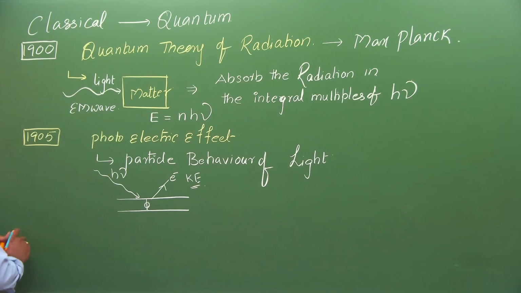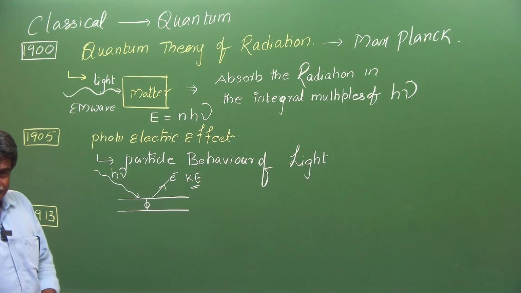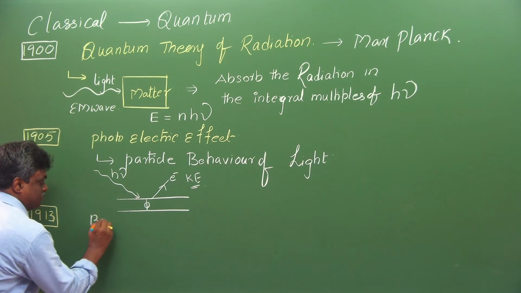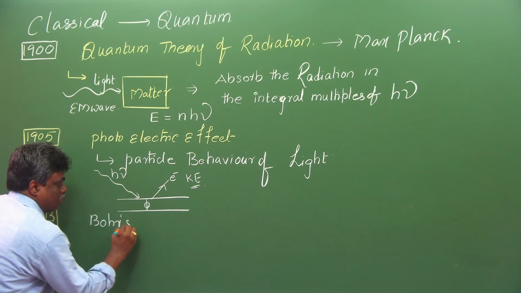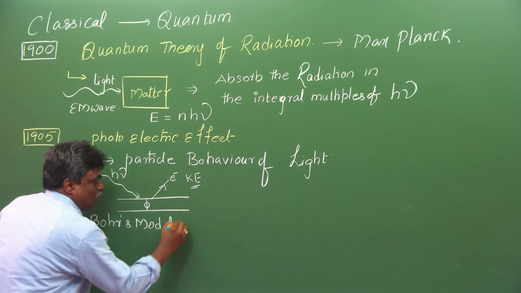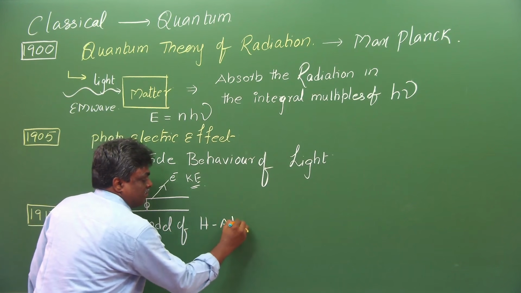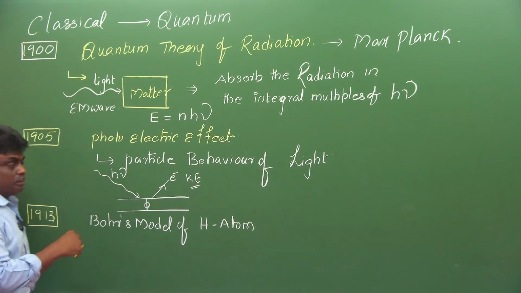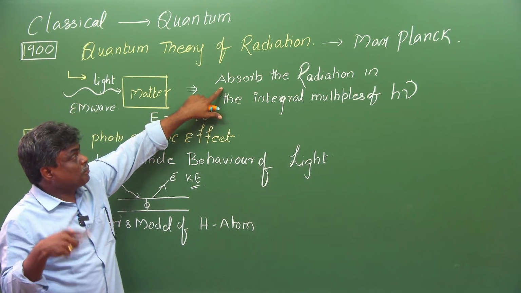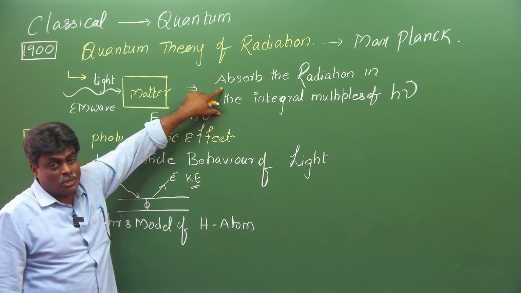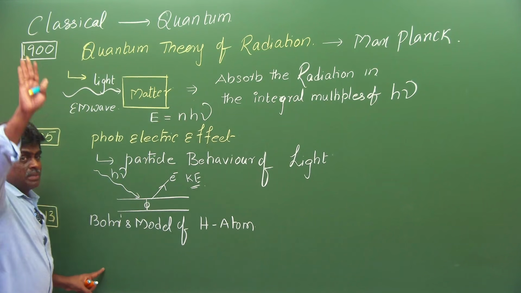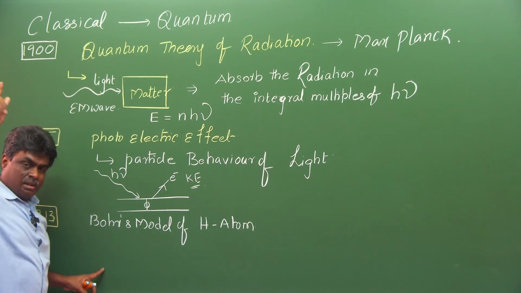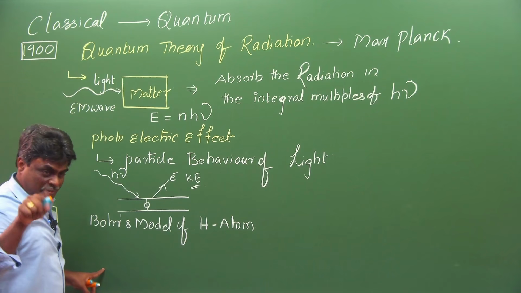Okay, good. And after that, 1911 or 1913, what happened? Bohr's model of a hydrogen atom. According to Bohr's model, Max Planck said to absorb the radiation in integral multiples of h nu. What did Bohr say? Mr. Planck, not only absorption, emission also in integral multiples of h nu.